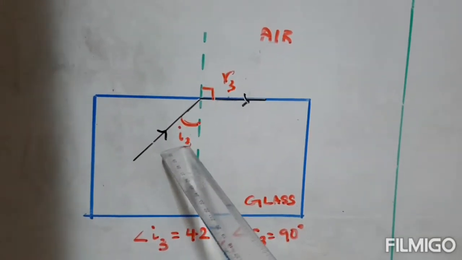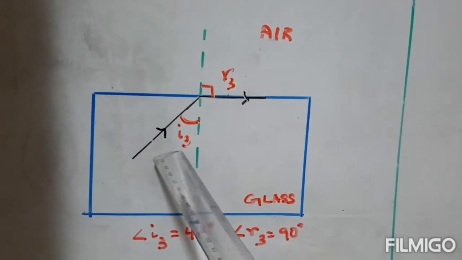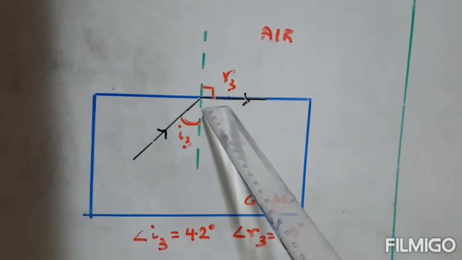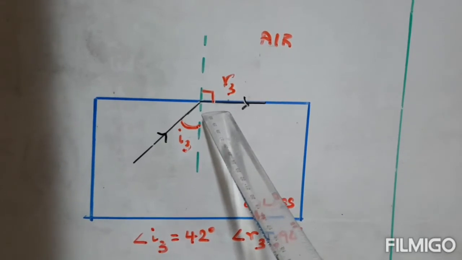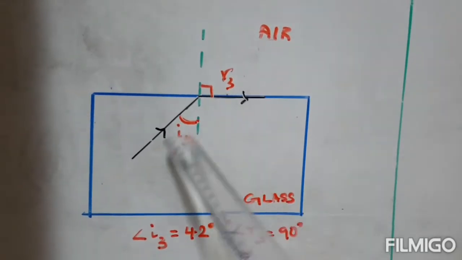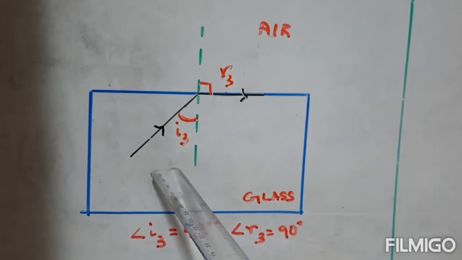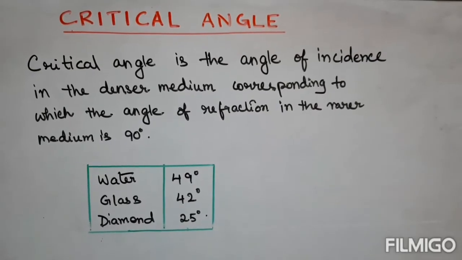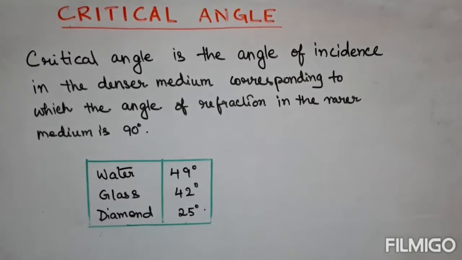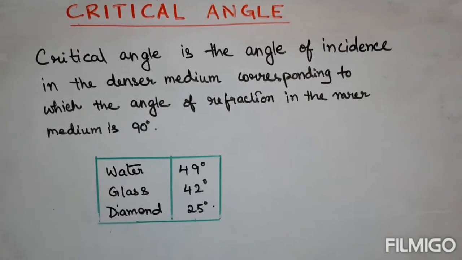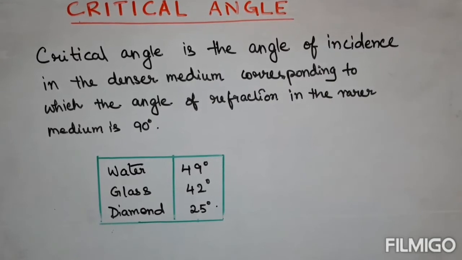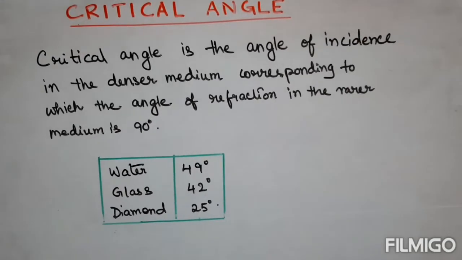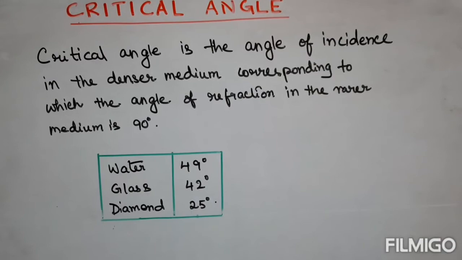This particular angle of incidence for which we get the corresponding angle of refraction 90 degrees is known as the critical angle. So the definition of critical angle is the angle of incidence in the denser medium corresponding to which the angle of refraction in the rarer medium is 90 degrees.